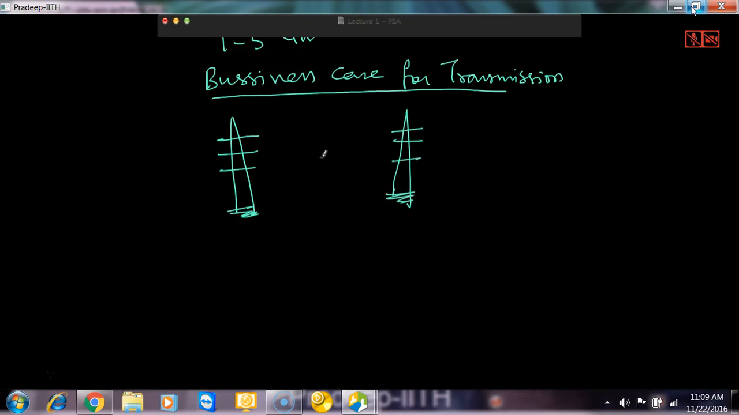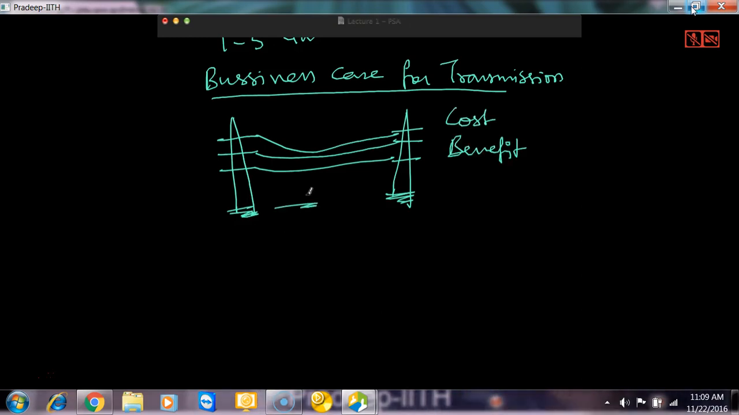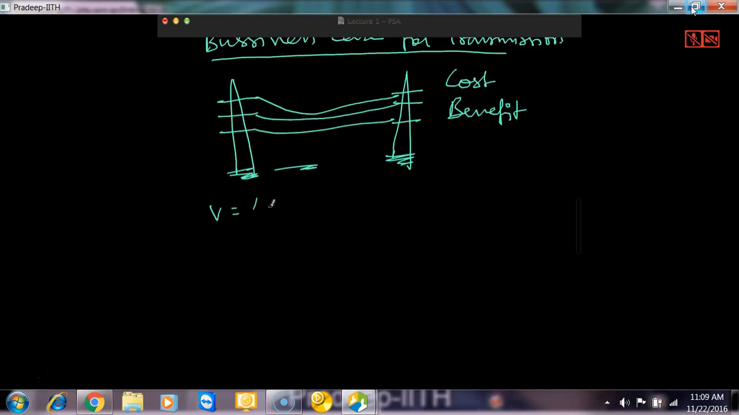And then there are some lines like this. So what we want to do is, we want to do some kind of transmission network. So typically you can consider 400 kilovolts. For a 400 kilovolt line, the power carrying capacity will be about 500 megawatts.